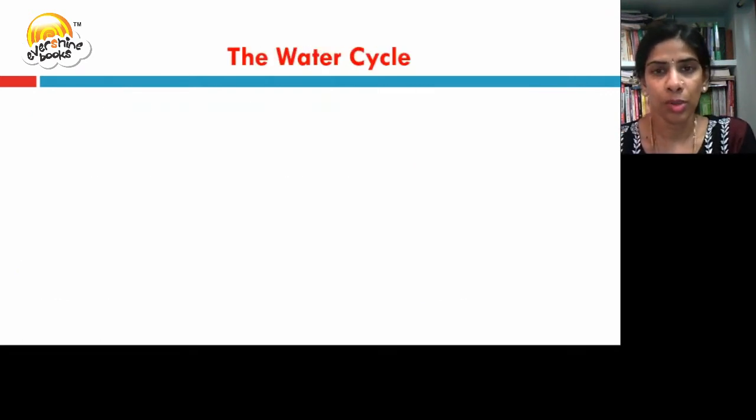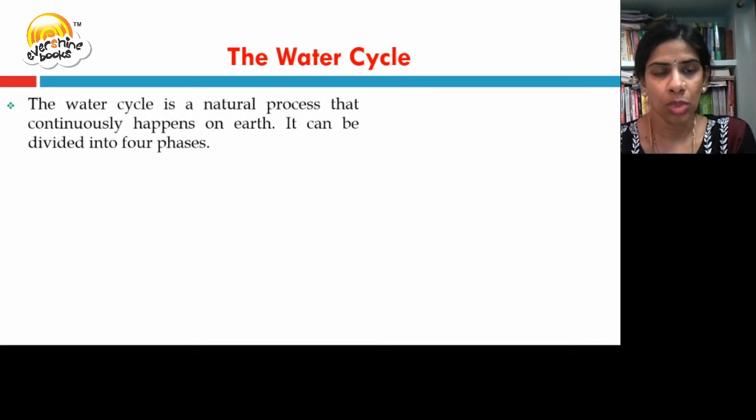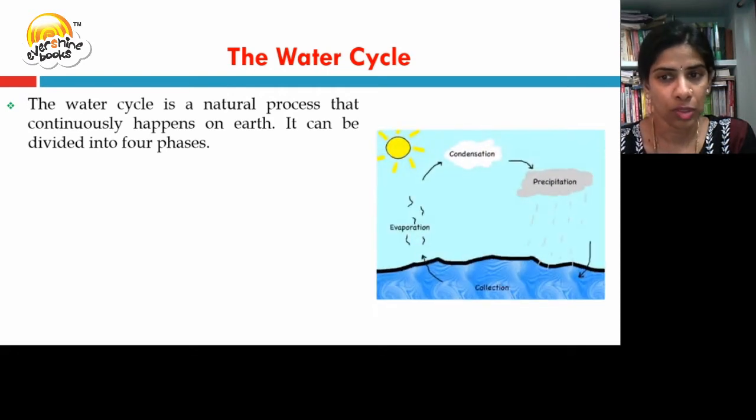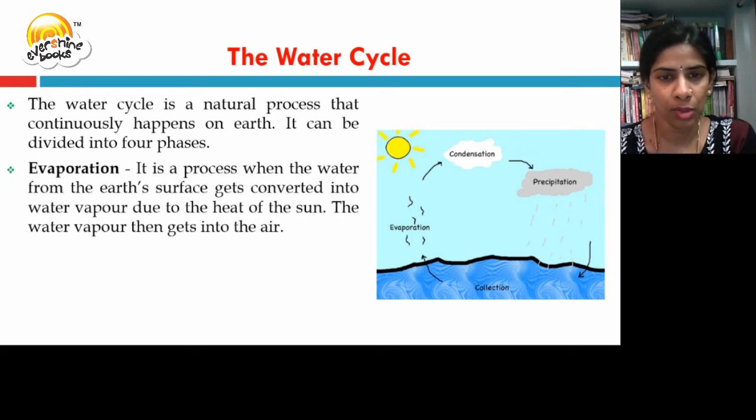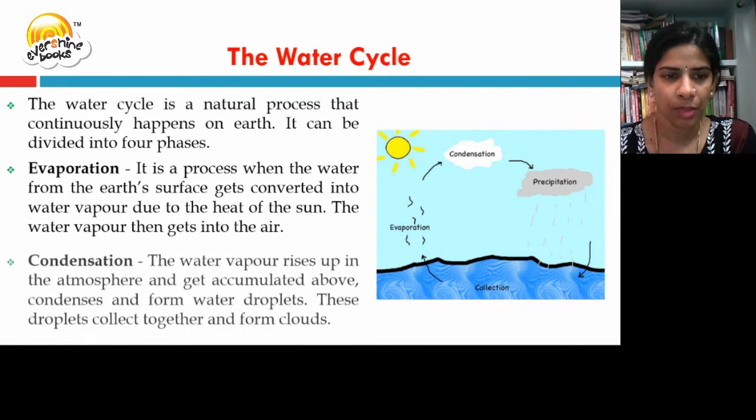Let us now discuss the water cycle. Water cycle is a natural process that continually happens on the earth. It is divided into 4 phases: evaporation, condensation, precipitation and collection. Evaporation is a process where the water from the earth's surface gets converted into water vapor due to solar energy. The water vapor then gets into the air. This process we call evaporation.